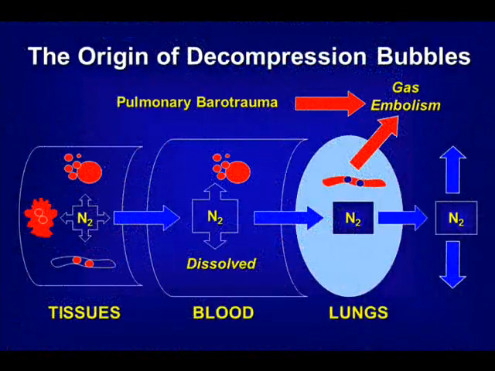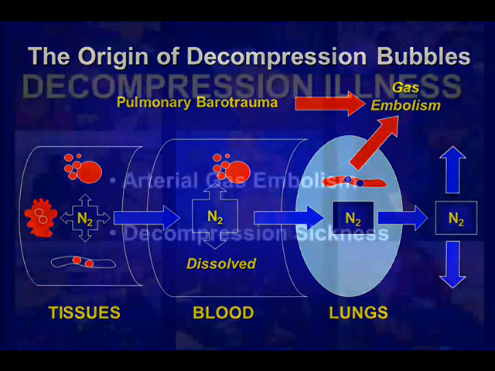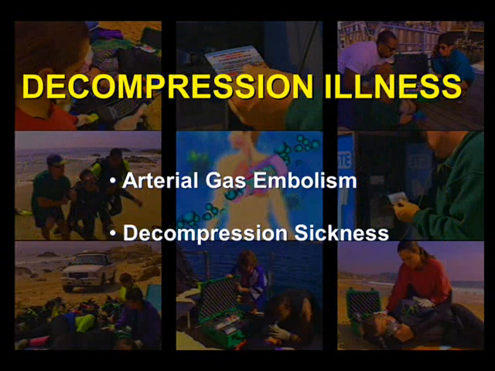Secondly, as already has been made clear in earlier lectures, there are ways in which venous gas emboli as a result of decompression may enter the arterial circulation and cause manifestations that would appear identical to arterial gas embolism. In other words, decompression sickness may give rise to symptoms that would be attributed to arterial gas embolism.